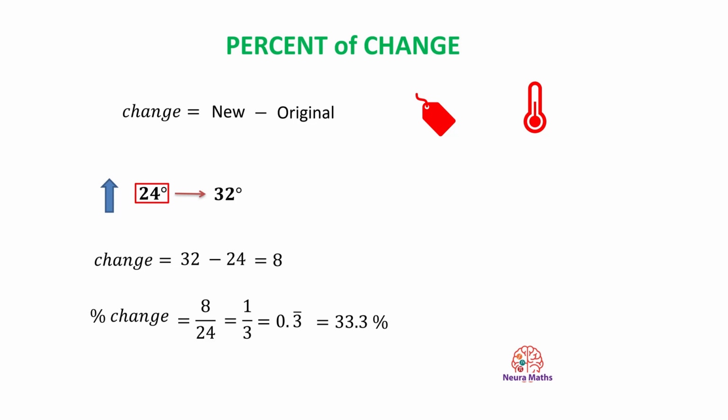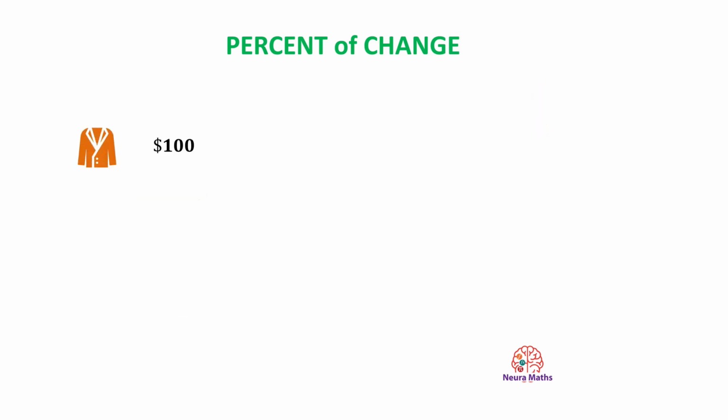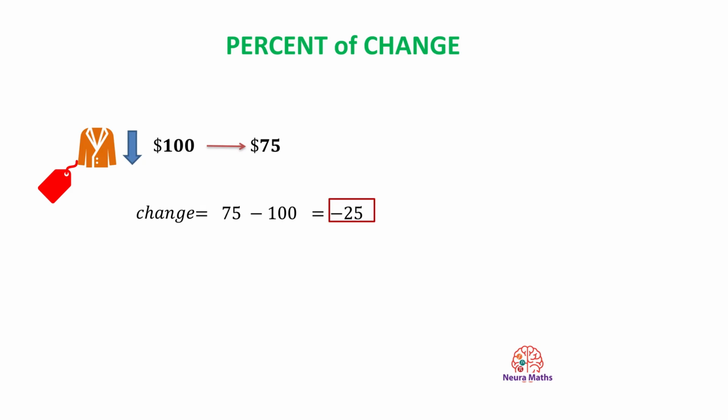Let's have a look at this example. The price of a suit decreased from $100 to $75. How much is the price change? The price change is -25. By the way, the negative sign here refers to the decrease.